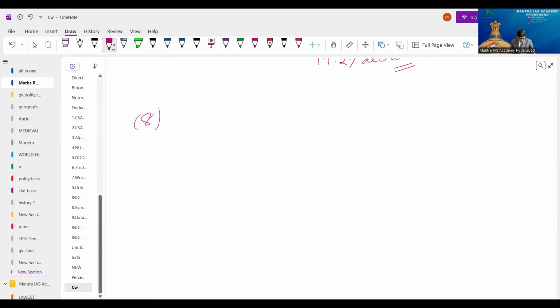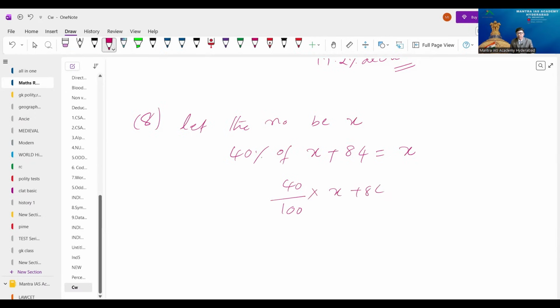Now, in this case, 40% of a number is added to 84. So what you can consider? Let the number be x. So 40% of x is added to 84. Now the result is how much? Same number, please. Therefore, 40 by 100 into x plus 84 is equal to x, beta. Variables one side and the constants the other side I'll take. x minus 40 by 100 x is equal to 84.